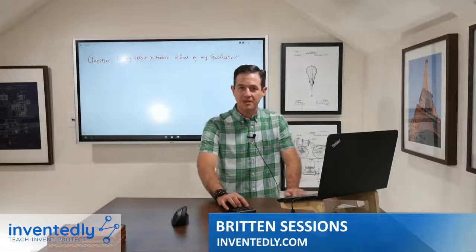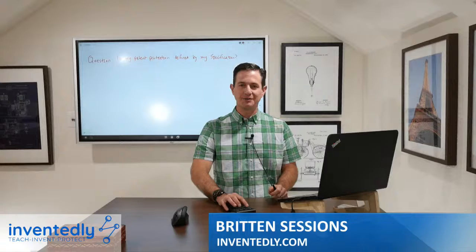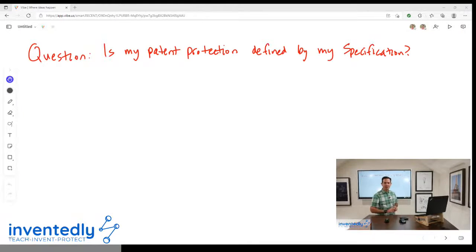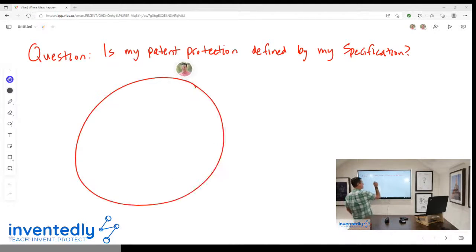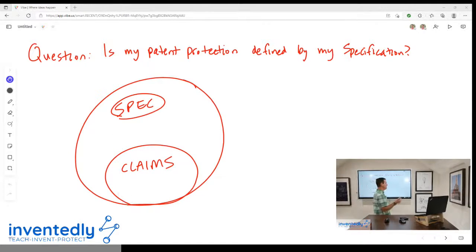The question today is: is my patent protection defined by my specification? And the answer to that is yes, in part. Let's take a quick look. If we were to look at everything within a patent specification, let's label this as the entire spec, a subset of the specification includes the claims. So this is our claims that are part of the spec itself.